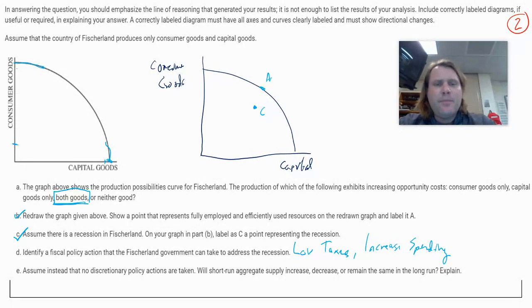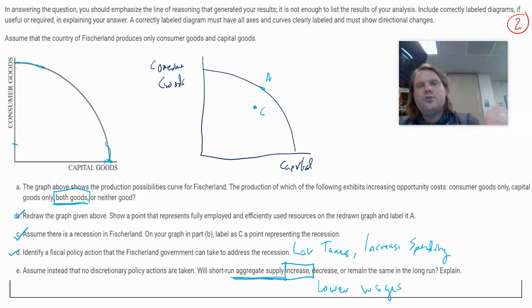If nothing happens, what's going to happen to our short run aggregate supply? This is the tricky part because we don't see this graph, right? And they make us kind of remember what's going on with just using this concept here. With no policy actions, the short run aggregate supply is going to increase. Okay, lower wages, same stuff. You could draw that whole long run equilibrium graph if you wanted to and be able to see what was going on, but you don't need to. Okay, lower wages.